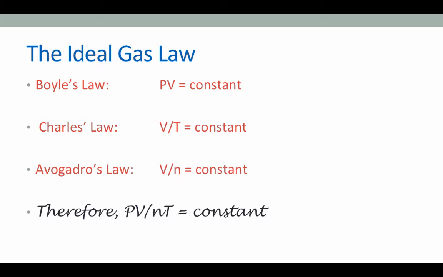Similarly, the direct relationship between volume and amount of gas can be summarized as volume over moles of gas is equal to a constant. So if we put these all together, PV is a constant, V over T is a constant, and V over n is a constant, while PV over nT should also equal a constant. And that constant is given the letter R and is called the ideal gas constant.